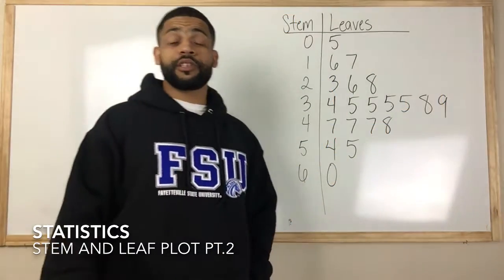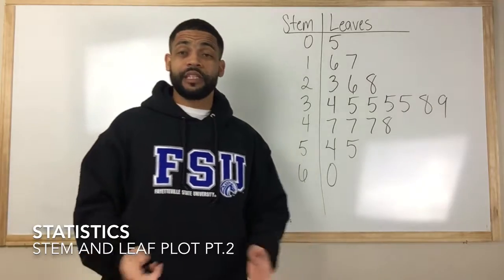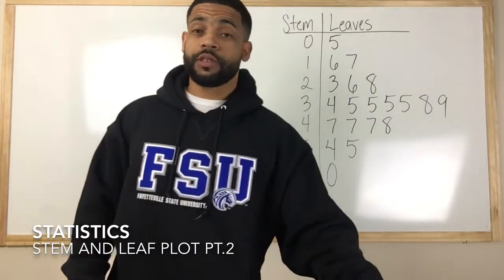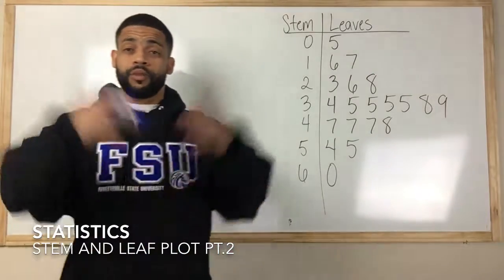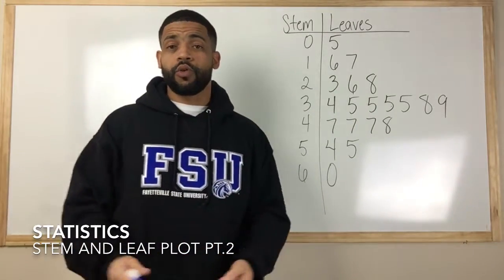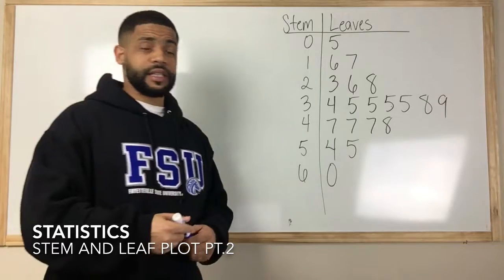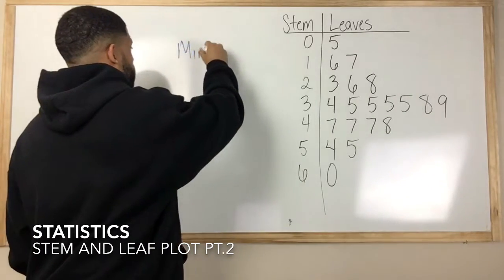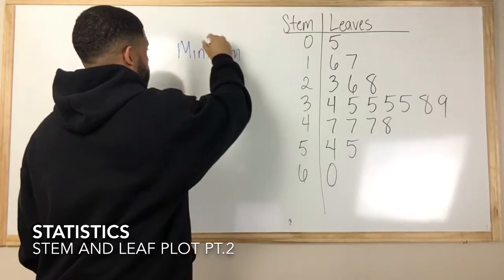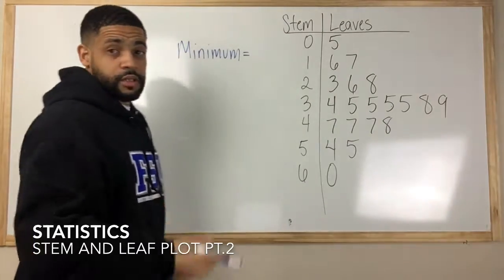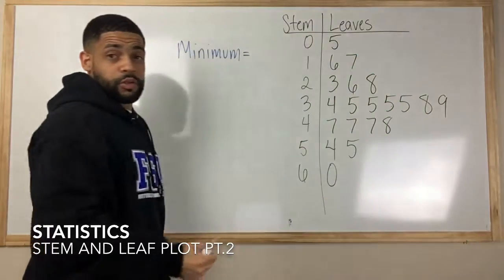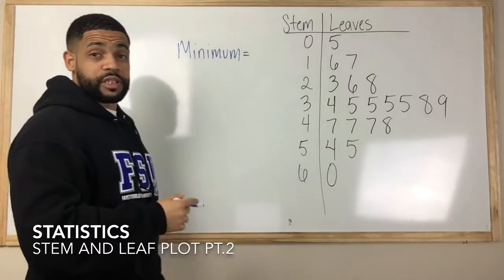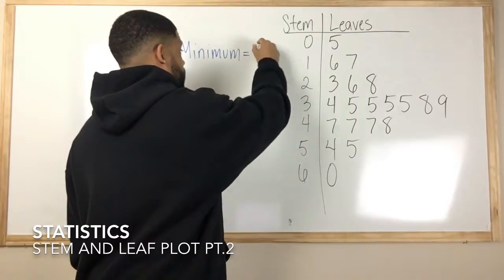Now, a continuation from the stem and leaf plot. Let's say we were given the stem and leaf plot first and we wanted to find out some information about the entire data set. So basically, we can find out things such as the minimum, and as you can see, the smallest stem is 0, and the leaf next to that is 5. So that means the smallest number in this data set is 5.